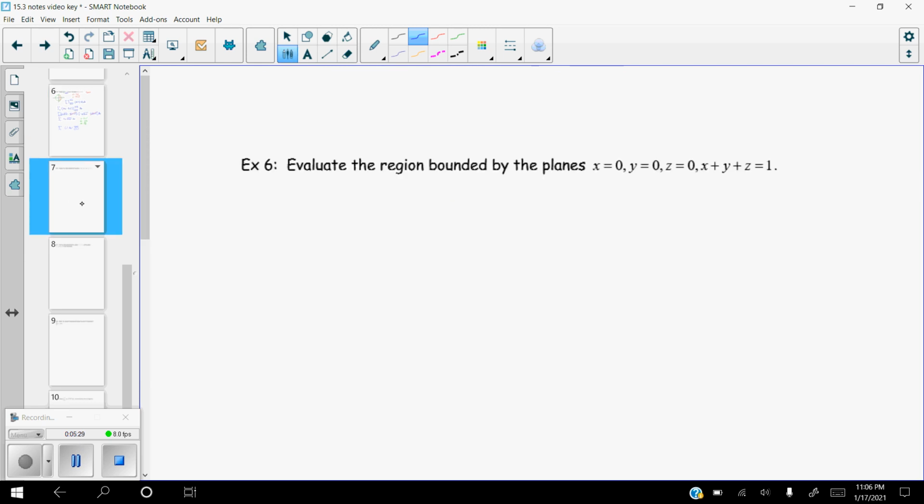All right, in number 6, we want to evaluate the region bounded by the planes x equals 0, y equals 0, and z equals 0. So that's all of your coordinate axes. And the plane x plus y plus z equals 1. So let's take a look at what that looks like.